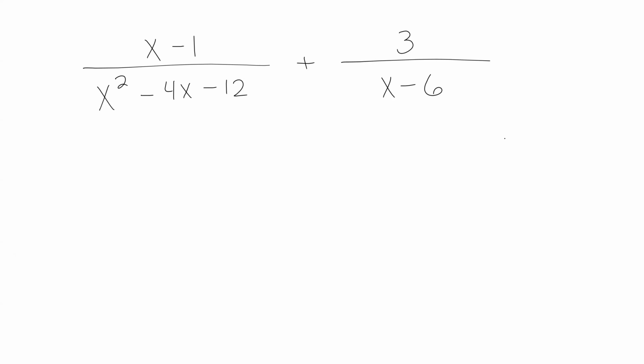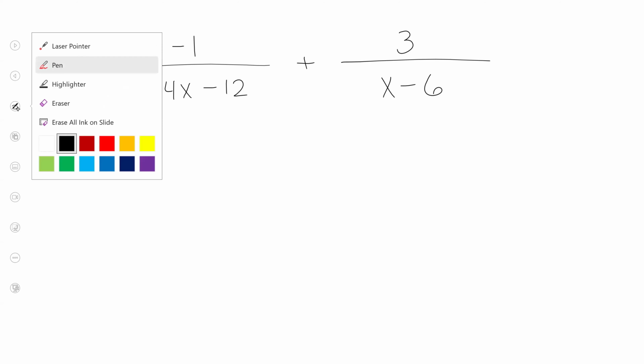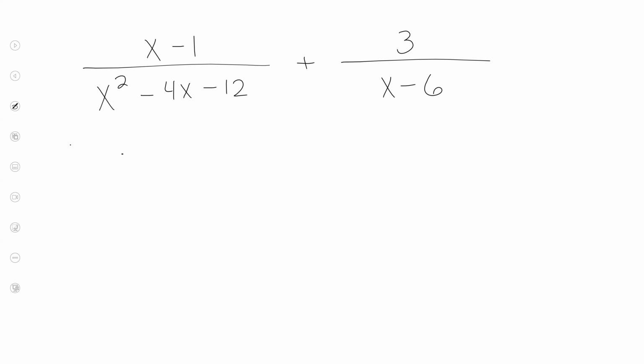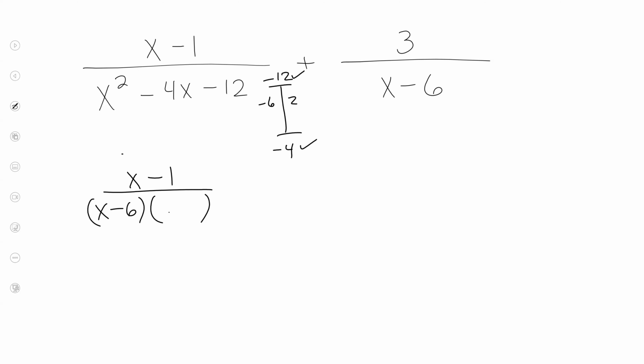Okay, so this example, what you need to do first, these denominators are not the same. So let's try to factor. You can do an eye chart. I need 2 numbers that multiply to -12, add to -4. That'll be -6 and 2, good. -6 times 2 is -12, -6 plus 2 is -4. So I'm gonna rewrite this whole problem. X minus 1 is on top, we didn't change it. But now we can factor the denominator. This is x minus 6 and x plus 2. And I'm gonna add this one over here.